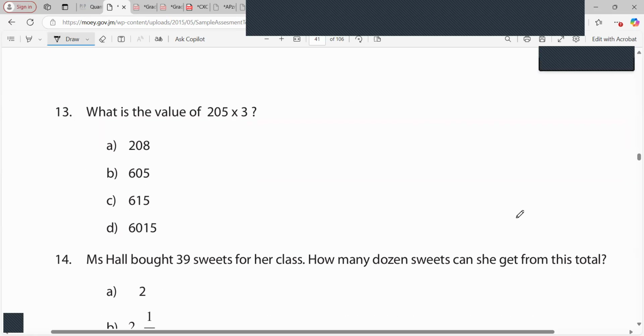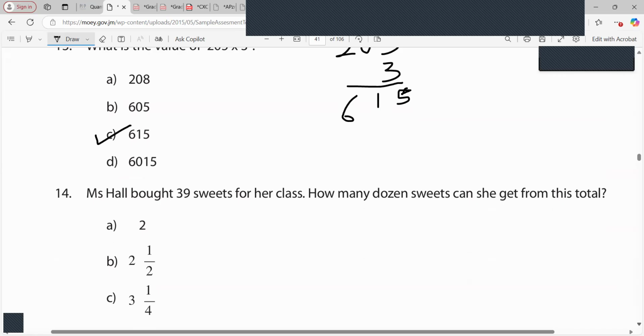What is the value of 205 multiplied by 3? So we have 205 multiplied by 3. 3 times 5 is 15, 5 carry 1. 3 times 0 is 0, plus 1 is 1. 3 times 2 is 6. So 615.